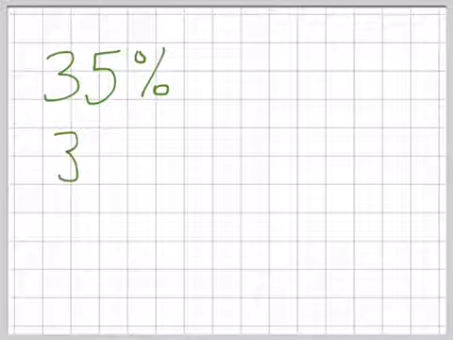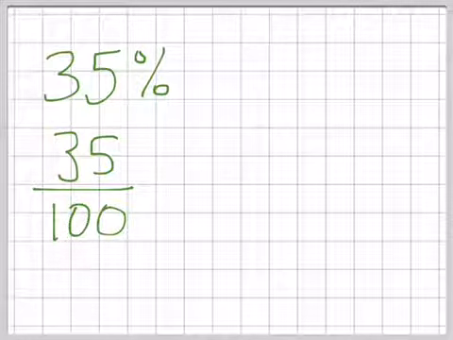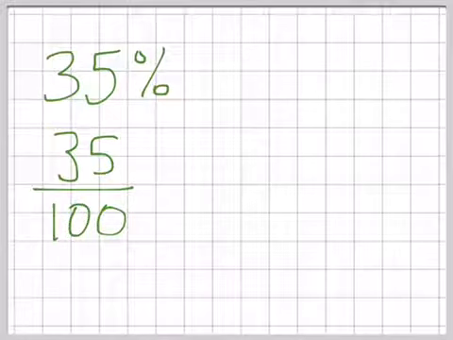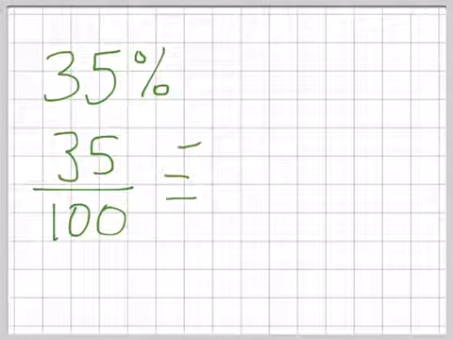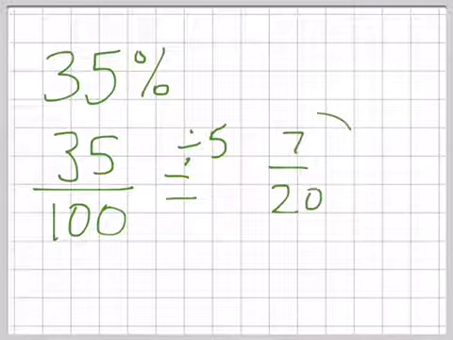35%, okay. 35 is our numerator. 100 is our denominator because a percent means out of 100. And then if we divide by 5 this time, we will get 7/20.